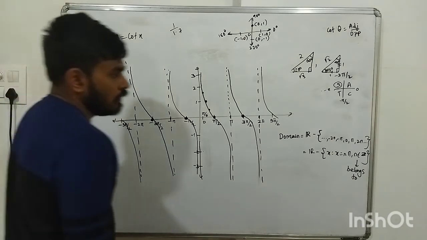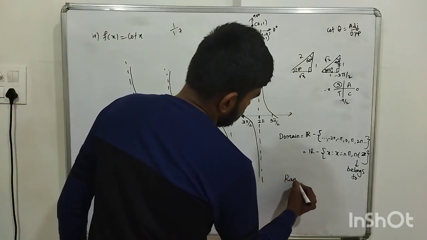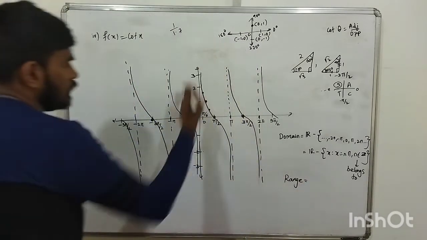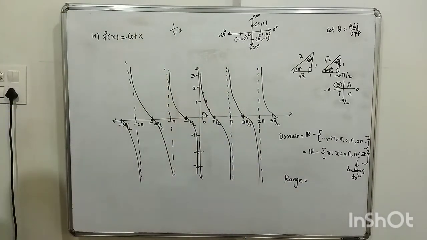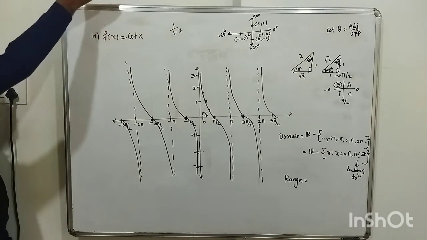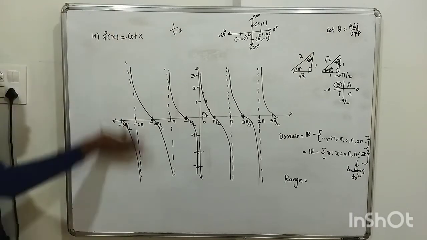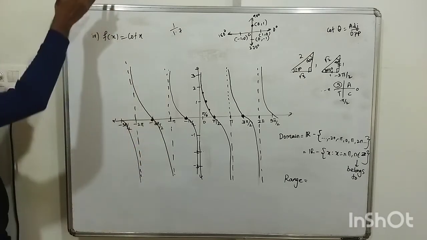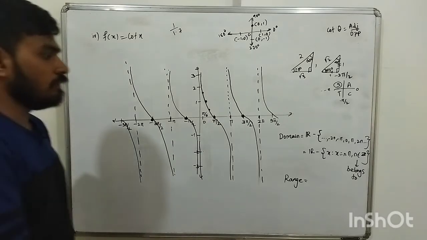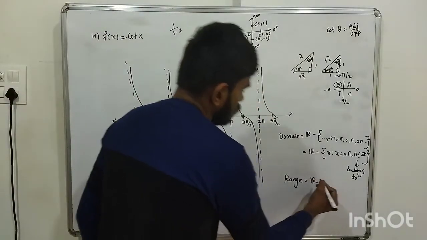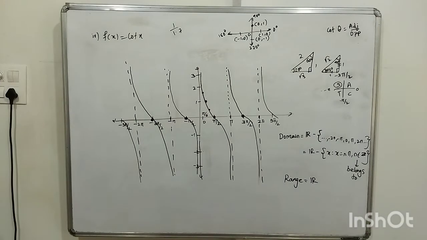Next, what will be the range? Again here also the range is the set of all real numbers. Anywhere you can check, even at the top it will go somewhere here, the graph is there. So the range is the set of all real numbers. So this is cot x.